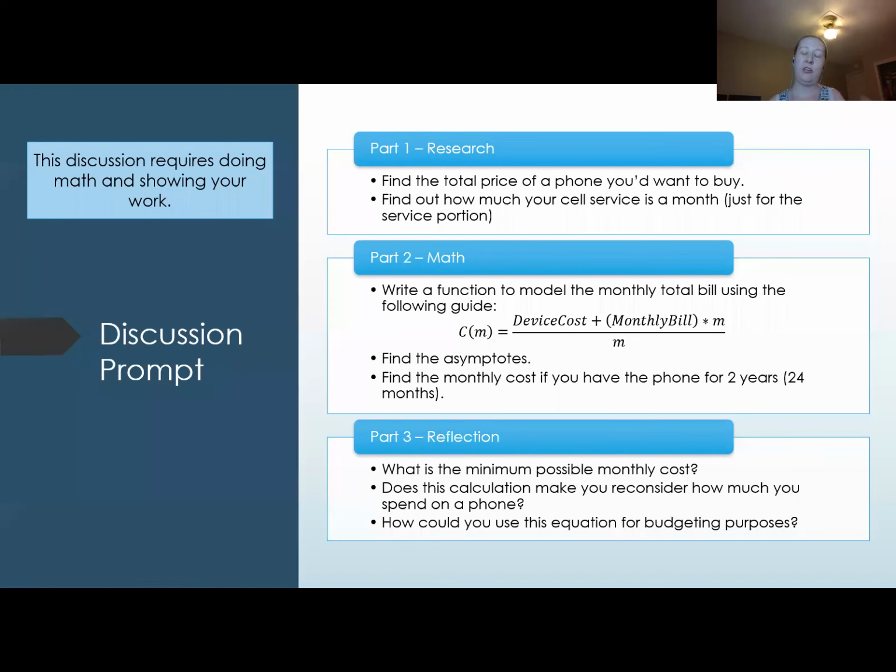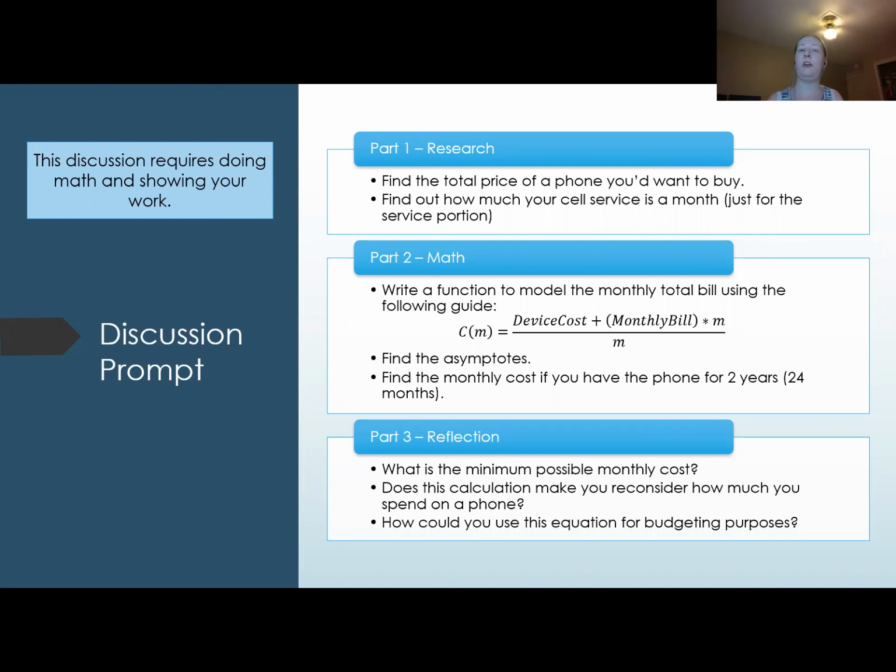If you have taken any government classes with Jonathan Dolan, he just got a phone. He got one for $175, which was super cheap. So you can get phones that are super cheap or super expensive. But find a phone that you like, find out how much it costs.